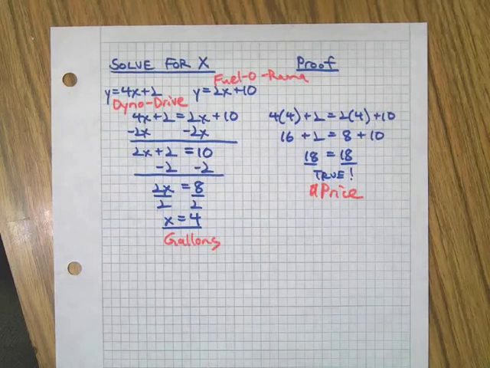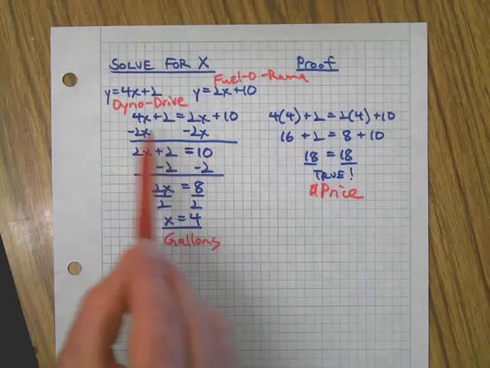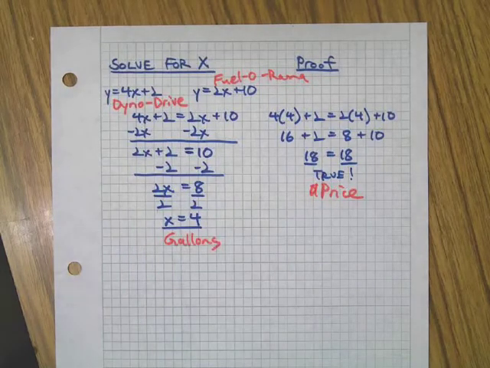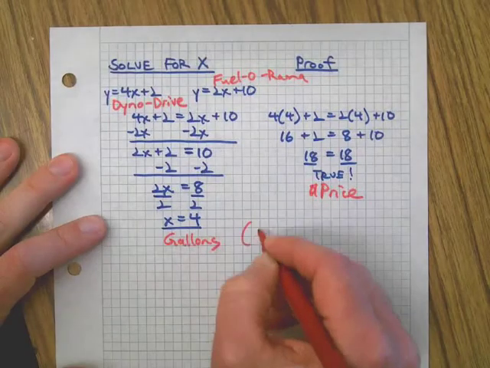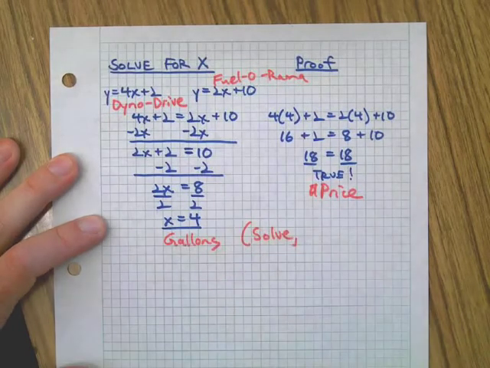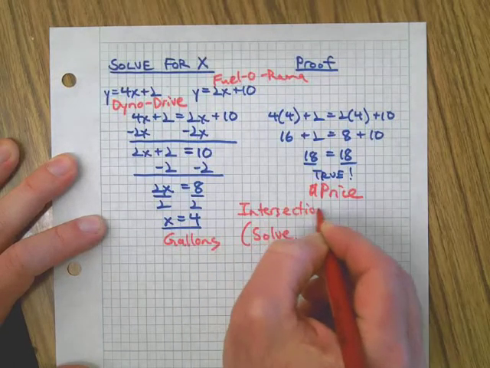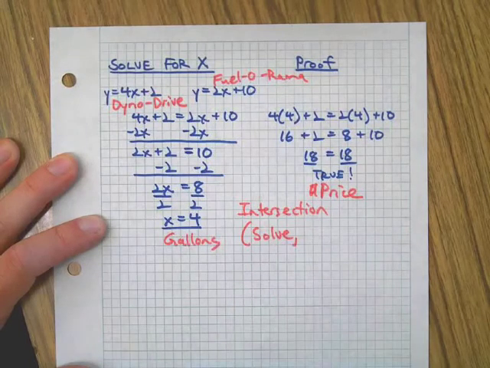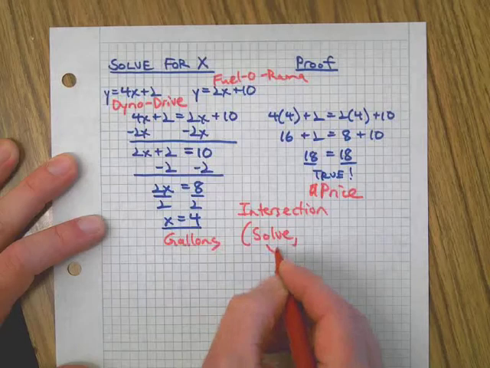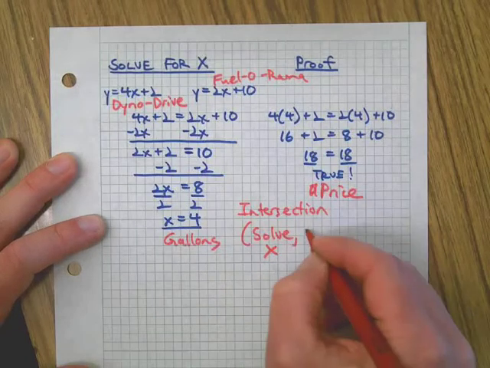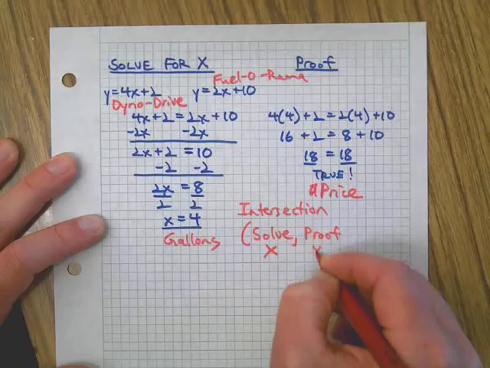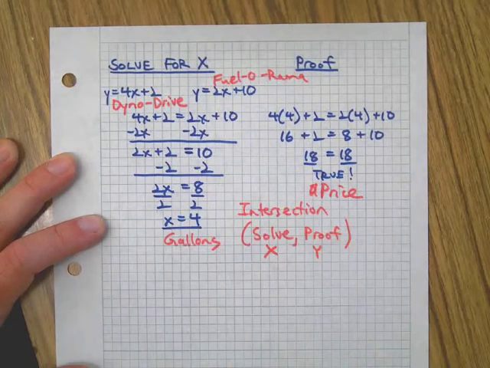And here is the connection I want you to make. If you're having an easy time doing the algebra but a hard time with story problems and graphing, here's the connection. When you solve the problem, that is the x-coordinate for the intersection of the two lines on the graph. And we'll graph these in a second. I'll prove this for you. So you solve it, that's the x value, right? You prove it, that's the y value. That's the x and the y that make both equations true.